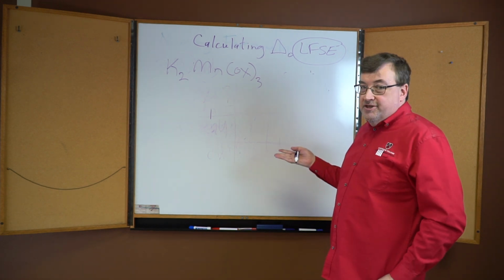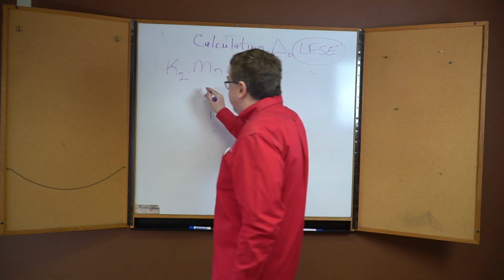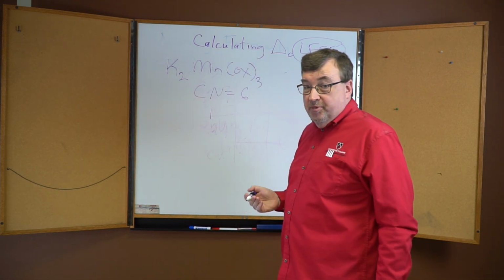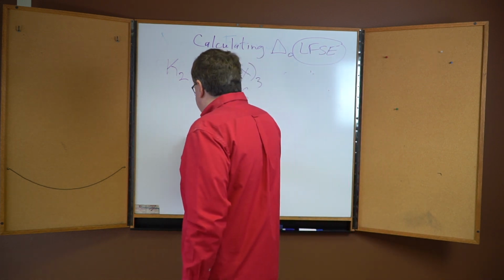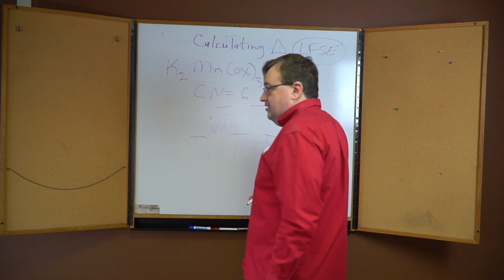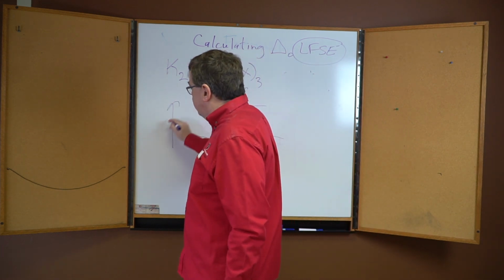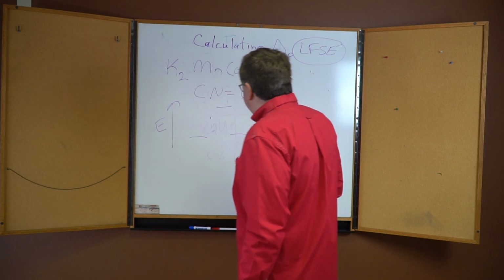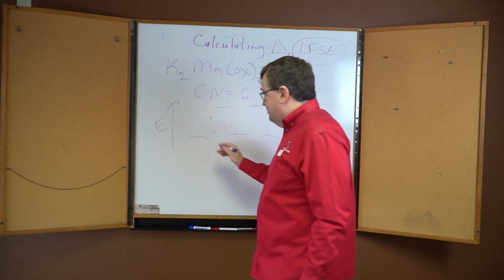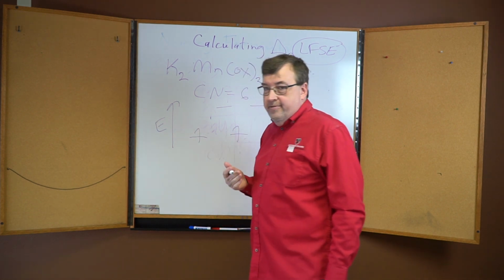Now, coordination number, since it's octahedral, coordination number is going to be 6. You'll need the d orbital splitting pattern. It's 3 down, 2 up. There's an energy scale here. And we'll put in our three electrons.